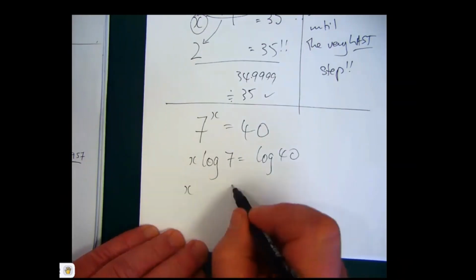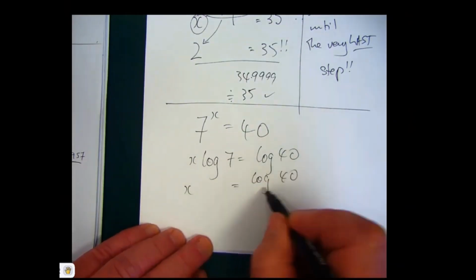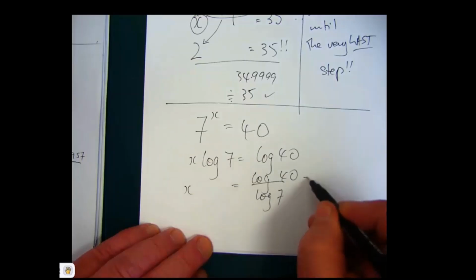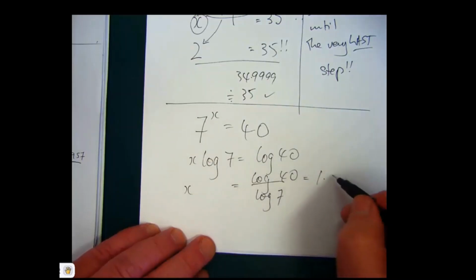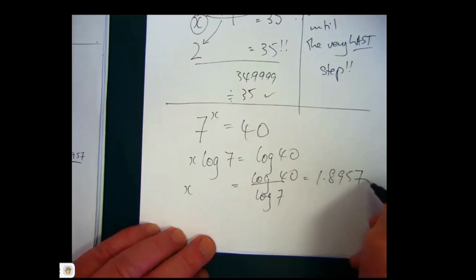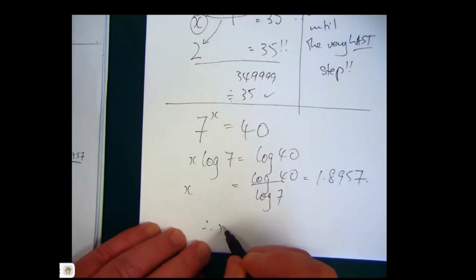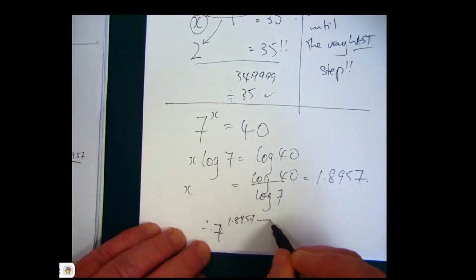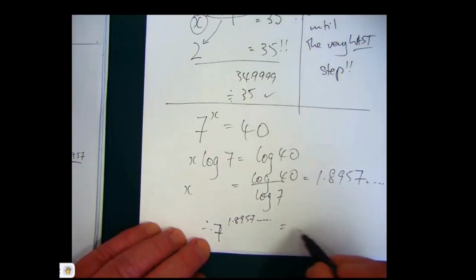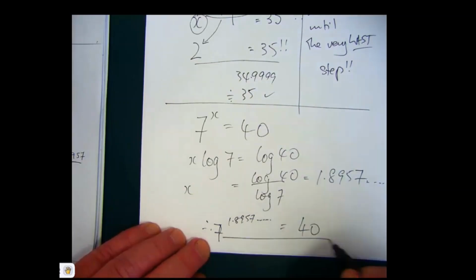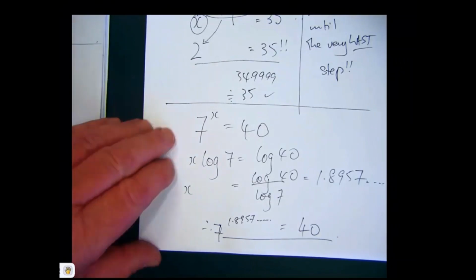Again, you go through the same rigmarole, the same pattern, log 40 divided by log 7. Plug it into your calculator, and I've just done it very quickly here. 1.8957. So therefore 7 to the power 1.8957, and there'll be a few other figures because I've actually rounded this off, will equal 40. Okay, so it doesn't matter what the base is, really. You can use this little technique to change base, and you're using base 10 or natural log base e. That's quite handy as well. Let's get rid of that.